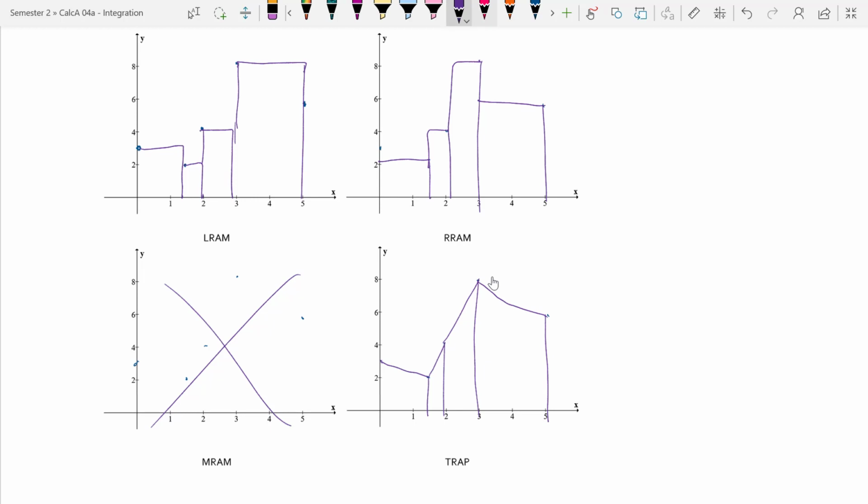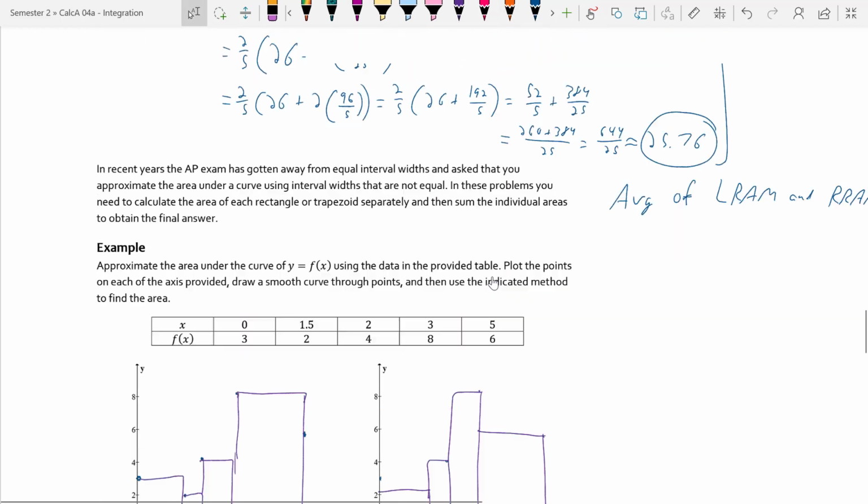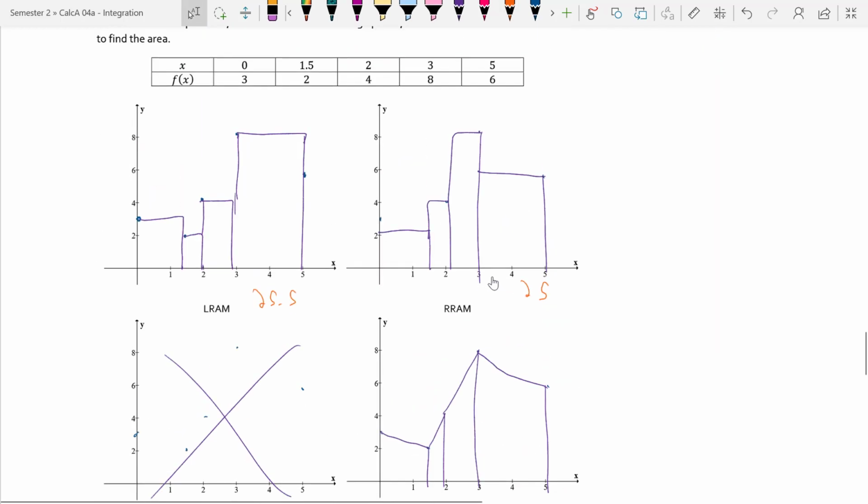So I'm going to leave the calculation of these areas up to you. This would be 25.5, this would be 25. The trapezoidal, you calculate in one of two ways: you either do it manually by calculating each trapezoid, or you know that the average of the LRAM and RRAM is 25.25. So that is the last one. I'm not sure why I repeated that page, but that's it.